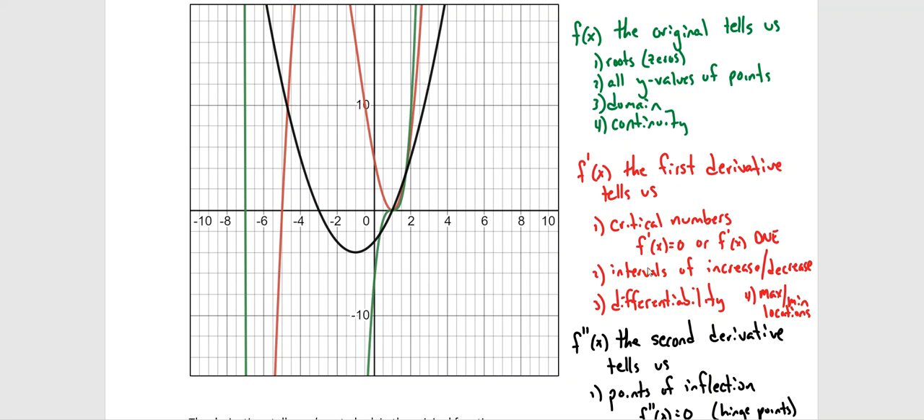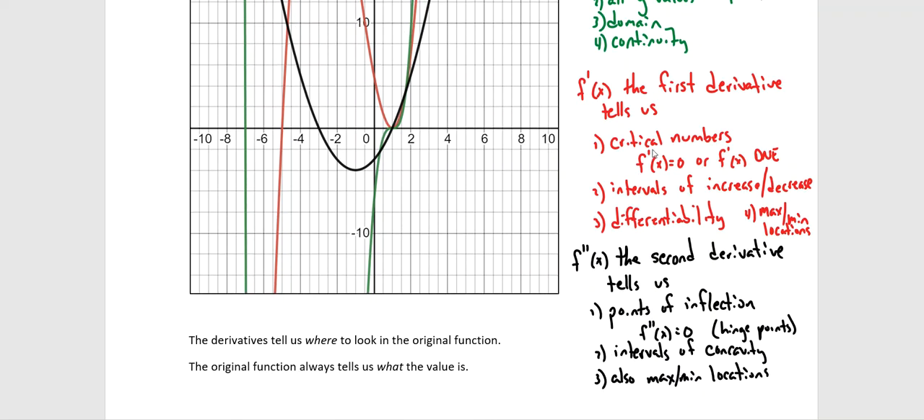Graphed here in red. The first derivative tells us where our critical numbers are. Critical numbers are when the first derivative is 0 or the first derivative does not exist. It tells us the intervals or the x values where the original function is increasing or decreasing. It tells us the differentiability, right? Are we able to find the derivative? Where does the derivative exist? And it tells us the locations of our maximums and minimums.